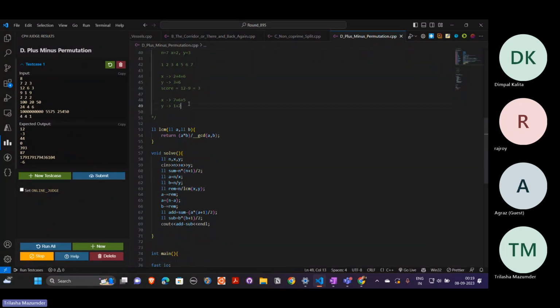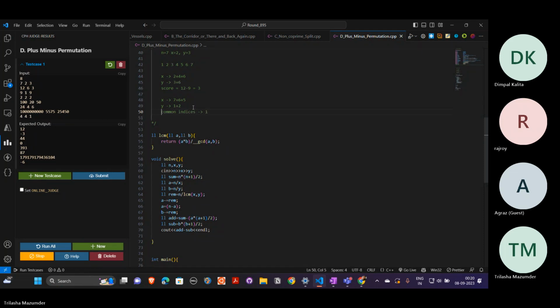Now, if we look at it here, the optimal choice will be that we take from the last 7, 6. But in that case, now we have got the number of common indices between them. That means if I say their common indices, the number of common indices is 1.